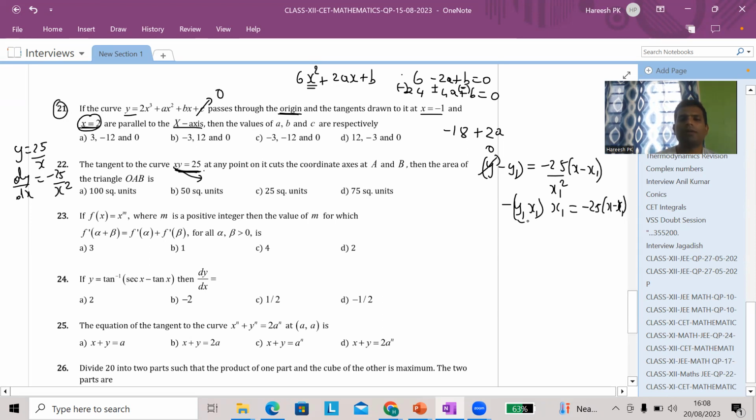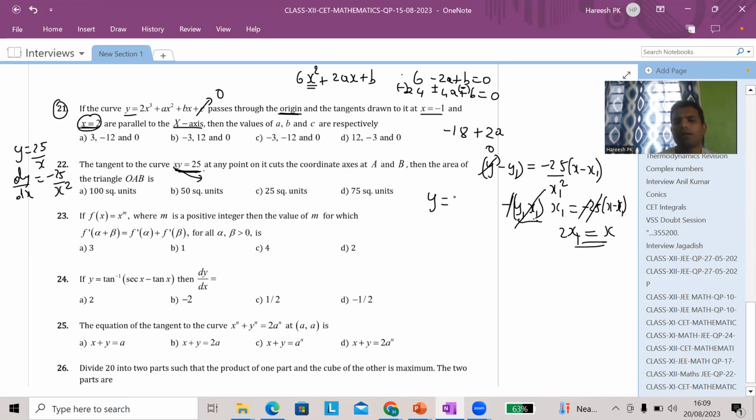Now x1, y1 lies on the curve. So x1 into y1 will also be 25. So this 25 and 25 will get cancelled. Minus will get cancelled. I will end up getting x-intercept as 2x1. And similarly, the y-intercept will be 2y1.